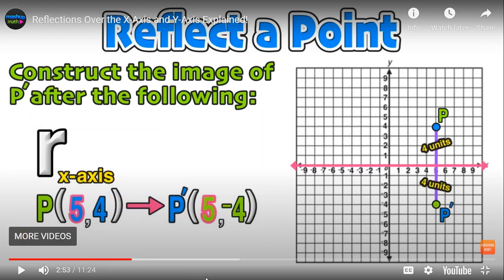Here we go. So when we go across the x-axis, and we can see the x-axis is now highlighted in this example, we're using that same starter point, 5, 4, but this time, instead of changing the x value, you can see here it is highlighted. The 5 stays the same. It's going to stay that same distance on the x-axis.